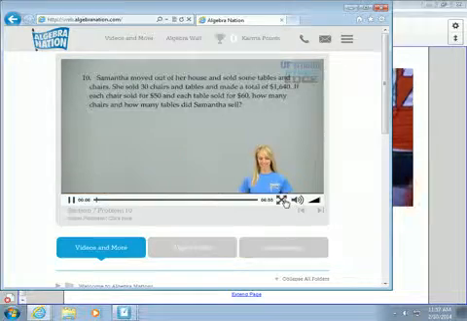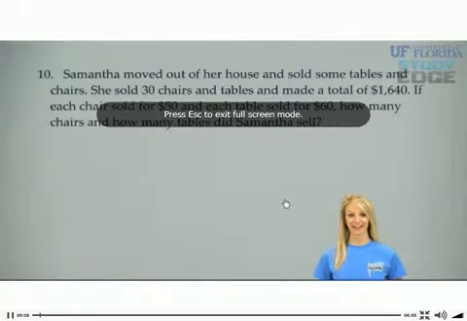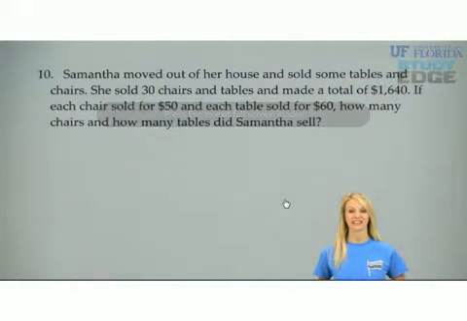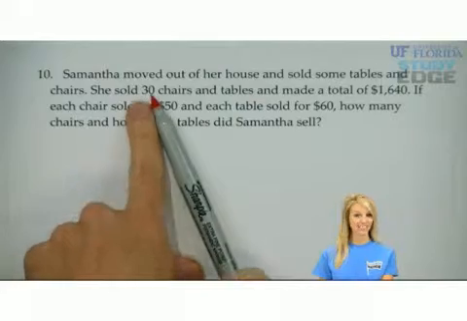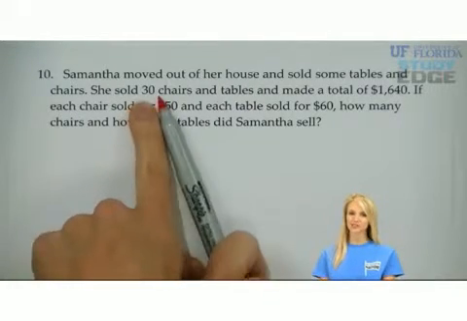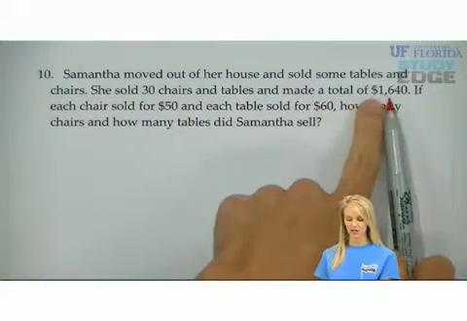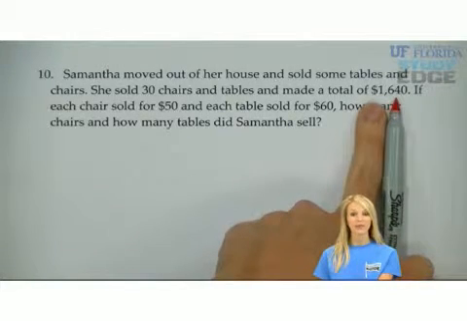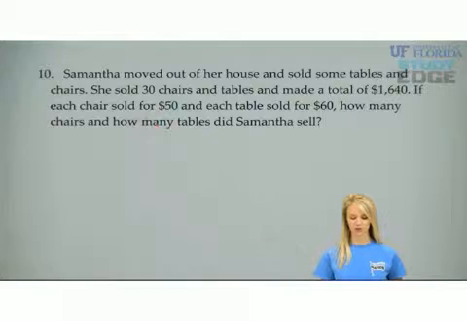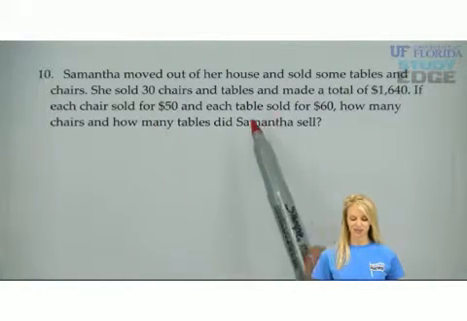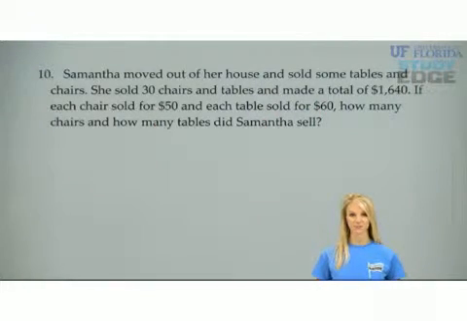So Samantha is here and she is moving out of her house and has a bunch of stuff to sell. She's selling some tables and she is selling some chairs. So the total number of tables and chairs that she has is 30. Now when she sells those 30 tables and chairs, she makes a total of $1,640. If each chair sold for $50 and each table sold for $60, how many chairs and tables did she sell? Well, we're going to figure that out.